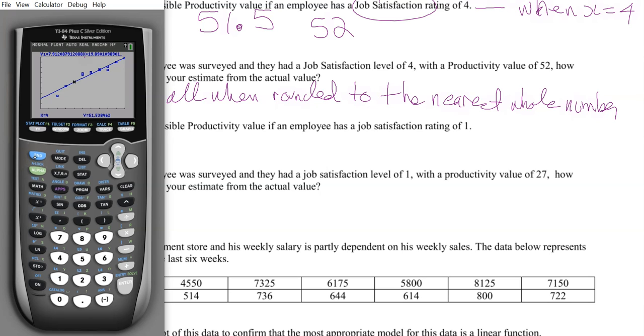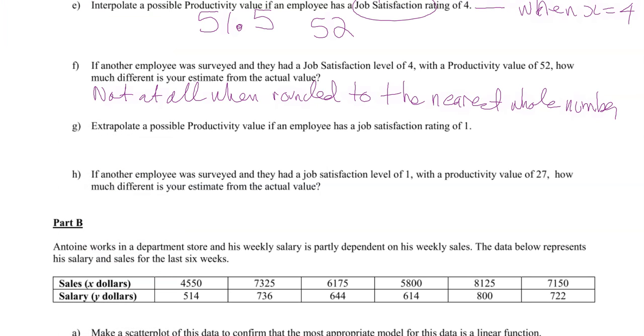Okay, so we go second, calc, value. Second calc value is used when you have an x value. It could be time. In this case, job satisfaction could just be a plain old x, and you want to get the y value. So you're saying, give me the y value that goes with an x value of 1, and it says 27.8.